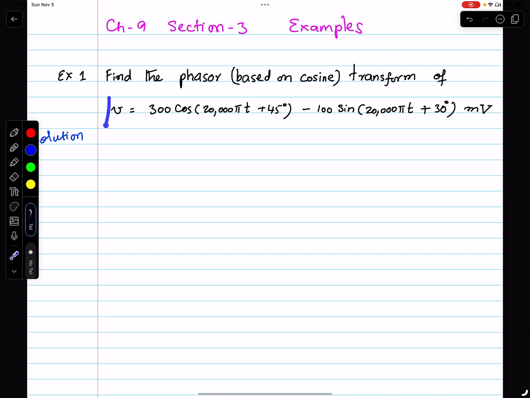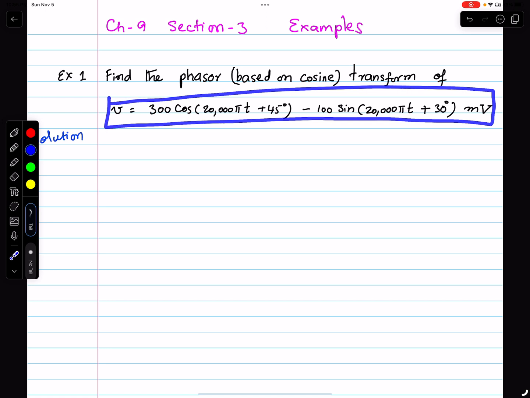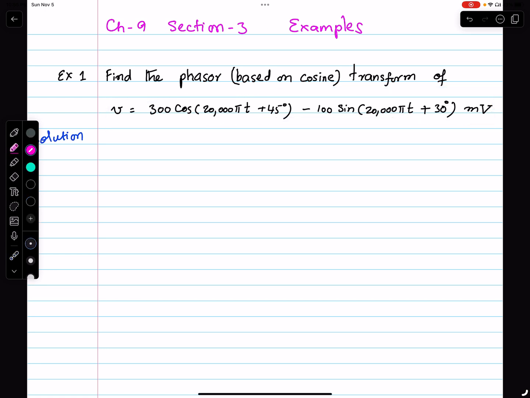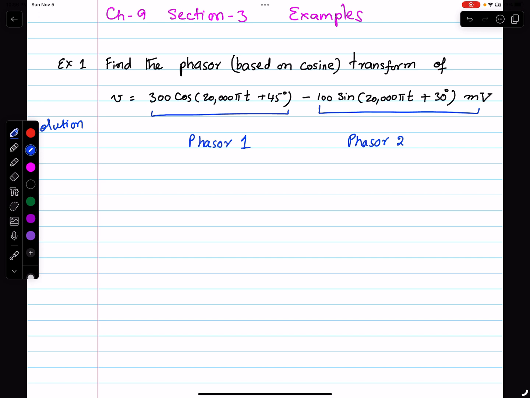Okay, how are we going to do this? Let me outline the steps really quickly. The first thing I want to do is really to convert this guy to phasor. And then convert this guy to another phasor. Now realize that between these two phasors there is a subtraction operation.